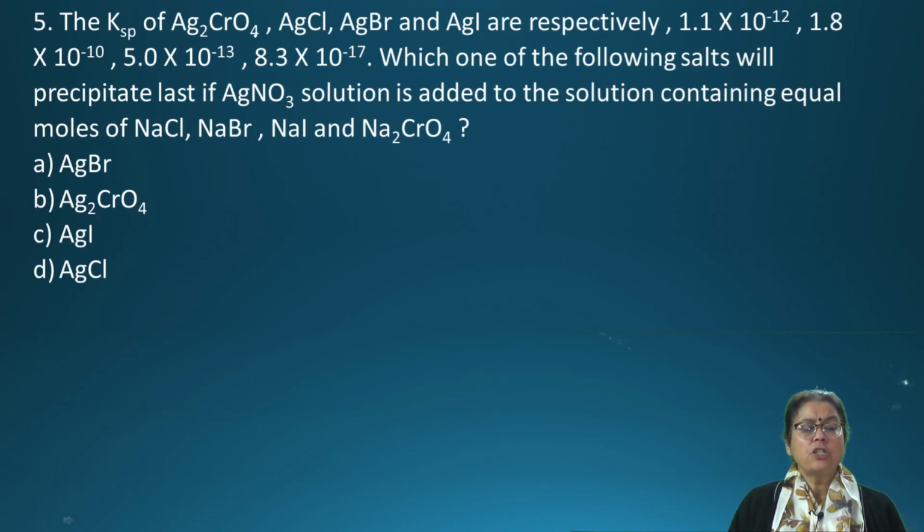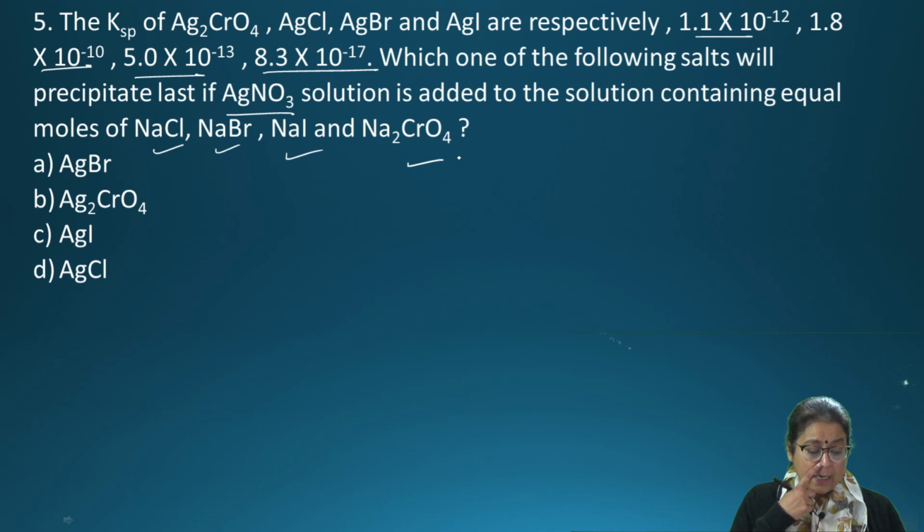The KSP of Ag2CrO4, AgCl, AgBr, AgI are respectively 1.1 into 10 raised to power minus 12, 1.8 into 10 raised to power minus 10, 5.0 into 10 raised to power minus 13 and 8.3 into 10 raised to power minus 17. Which one of the following salts will precipitate last if AgNO3 solution is added to the solution containing equal moles of NaCl, NaBr, NaI and Na2CO3? Now over here let's see कि solubility हमको यहाँ पे calculate करने पड़ेगी, उसके basis पे ही हम लोग इस आंसर को कर पाएंगे.